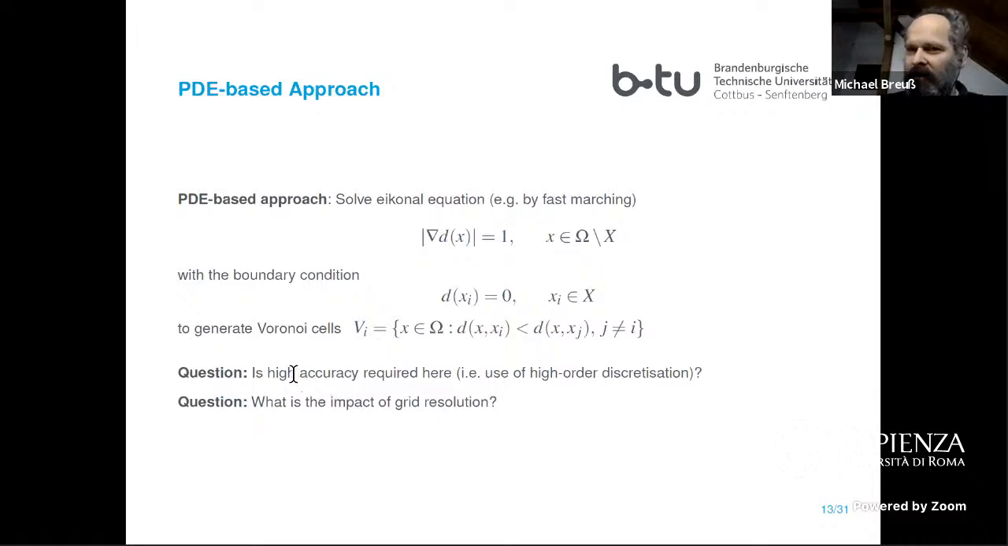How high is the accuracy of the scheme that is needed in order to achieve reasonable results? I mean, finally, what one can trust more or less is the geometric approach, because it delivers something which is exactly constructed. So when do we get something that one can trust with this numerical simulation, and which order of accuracy do we need?